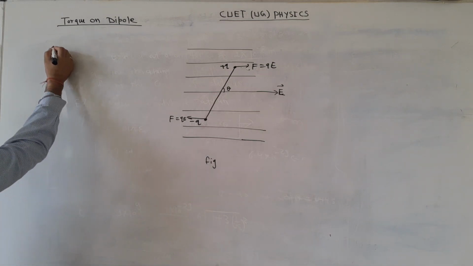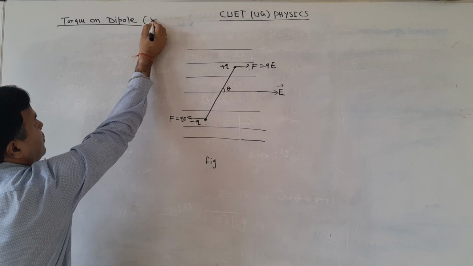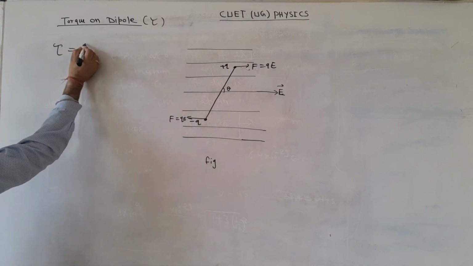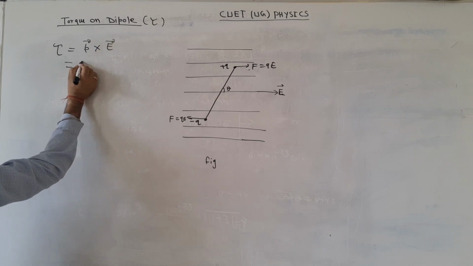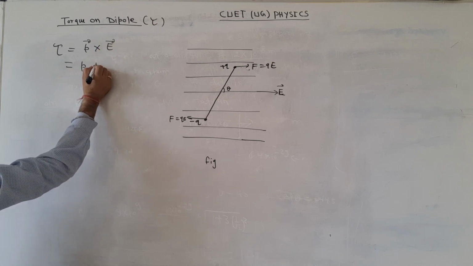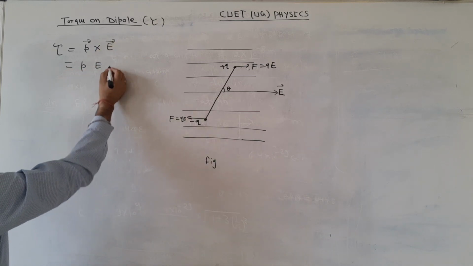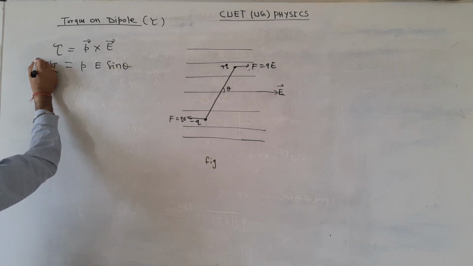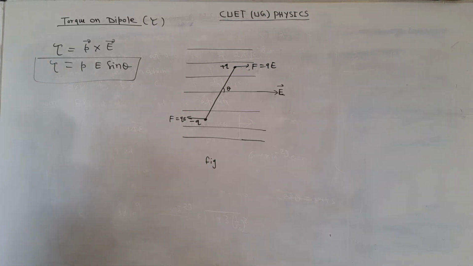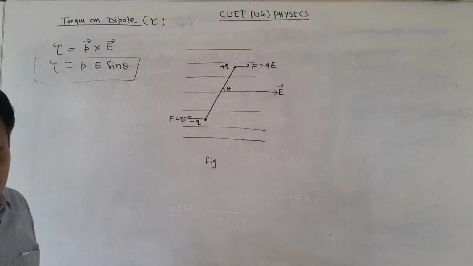The torque on a dipole is represented by the letter tau. This tau is a vector quantity, P cross E. If the angle between E and P is theta, then tau equals PE sin theta, just like a cross product of two vectors. So it's all about the torque on a dipole.